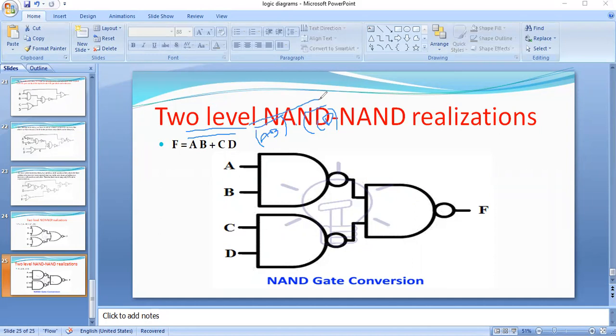So all are dot operations. We may use one NAND gate for this term and another NAND gate for this term, and we have another NAND gate for the whole output. So these are the two-level implementations. Okay, thank you.